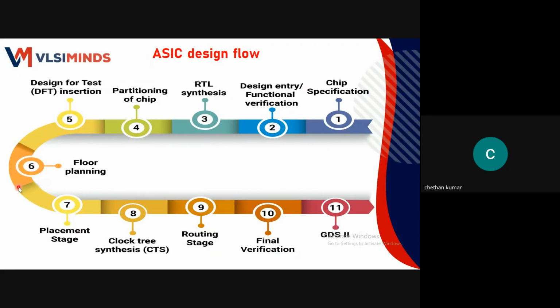After that, the backend team will come. The backend team, that is the PD process, will start. That is floor planning, placement, CTS, and routing, and final verification will be done. That is physical verification, and GDS will get extracted. So these are the different steps. We'll see in each step what we do and how we make a more reliable and manufacturable chip from the ASIC design flow.